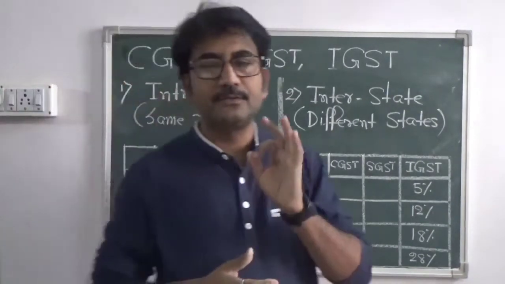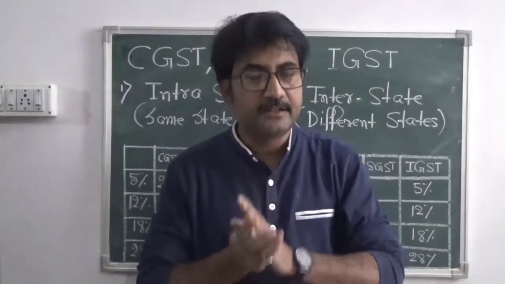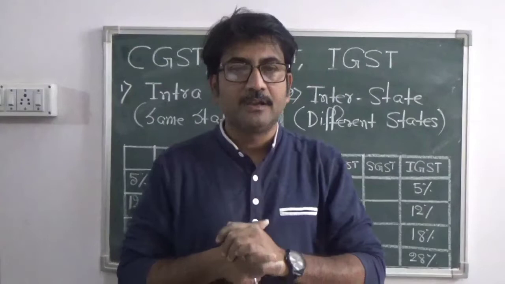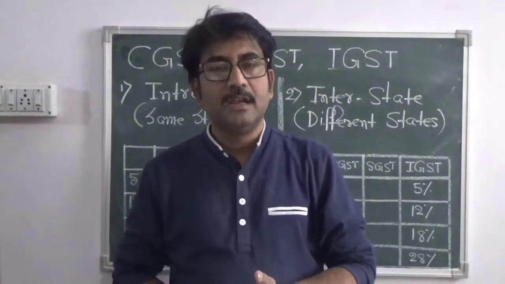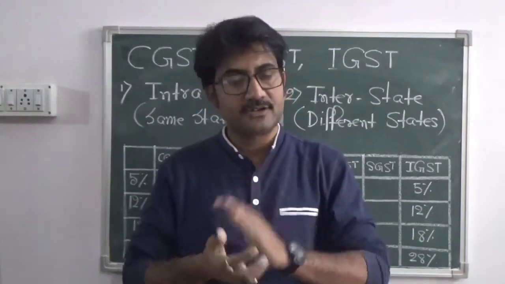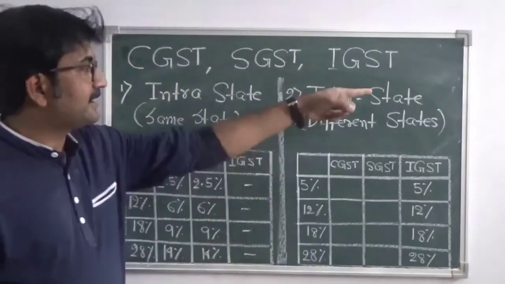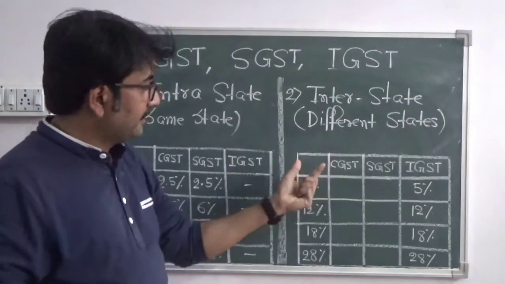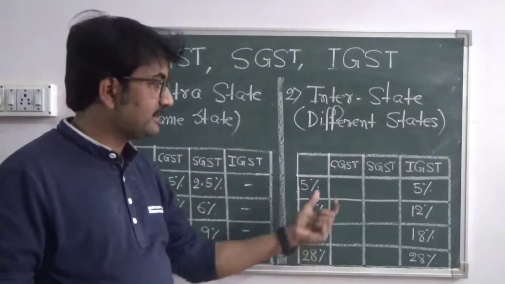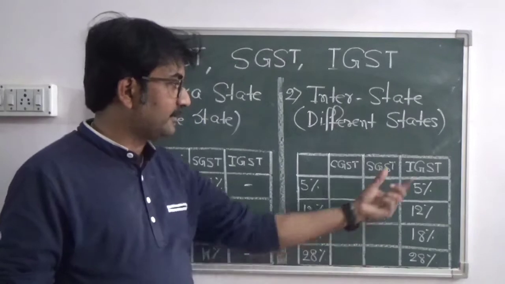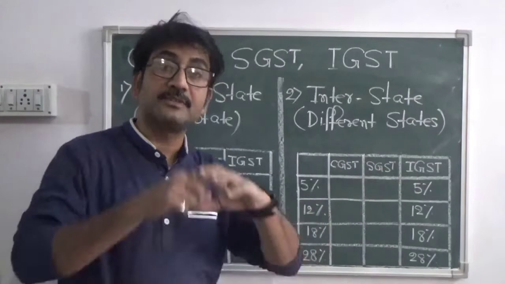Now the second one, when goods or service is provided and consumed in different states. Here IGST is active. Interstate means when the transaction takes place in different states. For example, a car manufactured in a factory in Jharkhand is bought by a person living in West Bengal. So in that case, interstate, that is in different states, if the rates are 5%, 12%, 18% and 28%, you can see there is no CGST, no SGST. It is only IGST. This means the total of 5% goes to the central government.